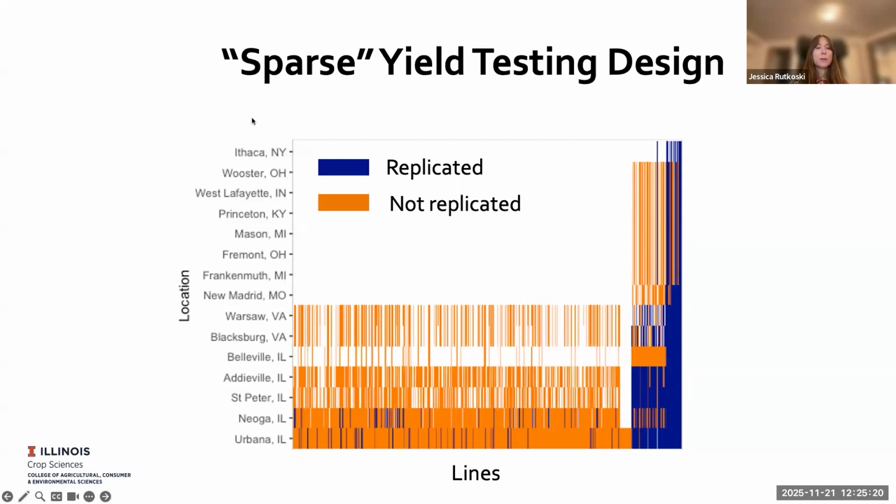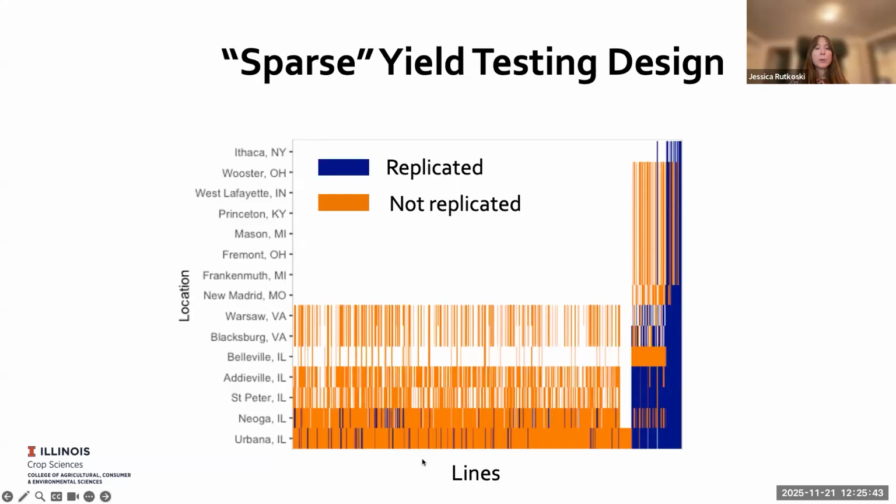So here on this graph, on the y-axis is all the locations, and on the x-axis is all the lines. So each vertical line is an individual breeding line, and then you can see where it was tested and whether it was replicated or not. If it's replicated, it's in blue; not replicated, it's in orange.